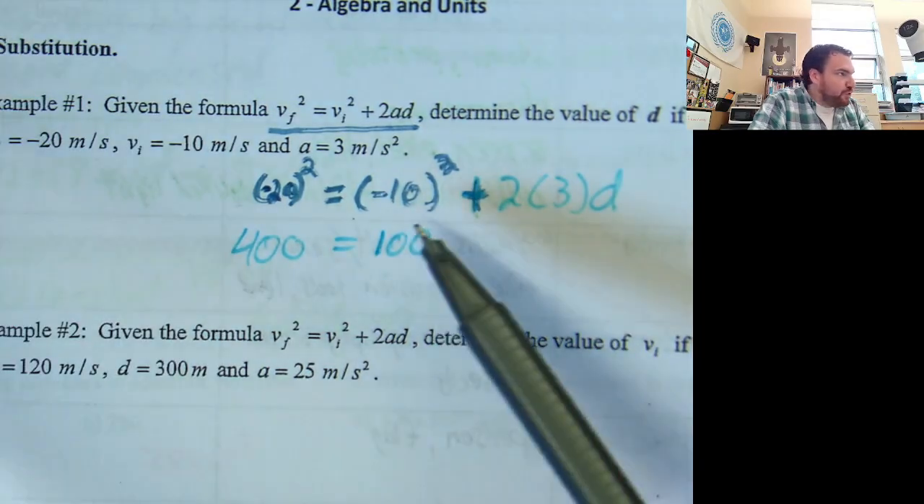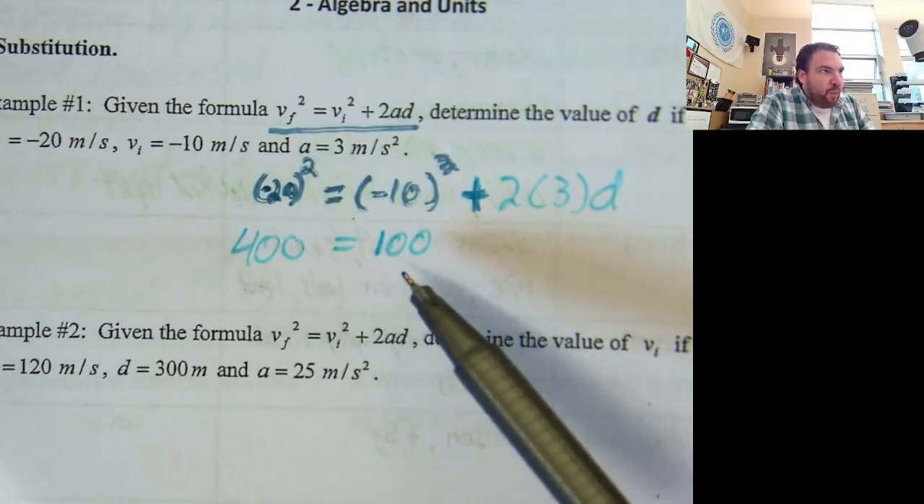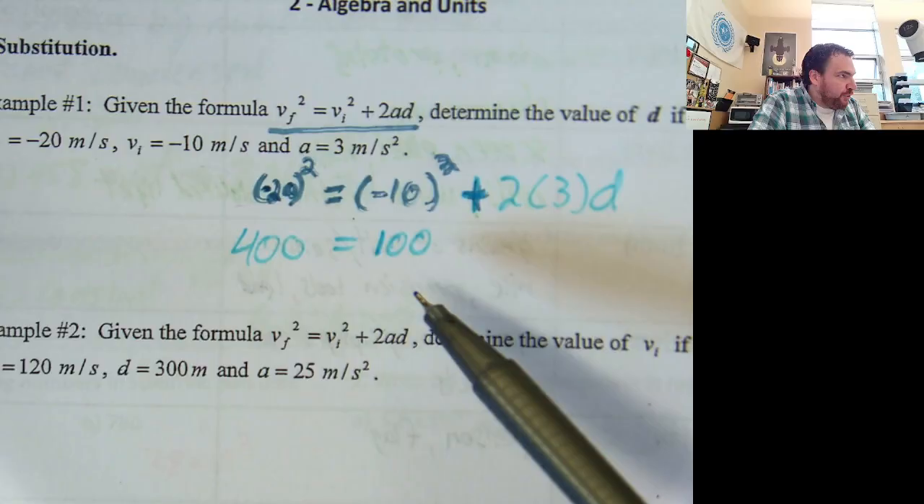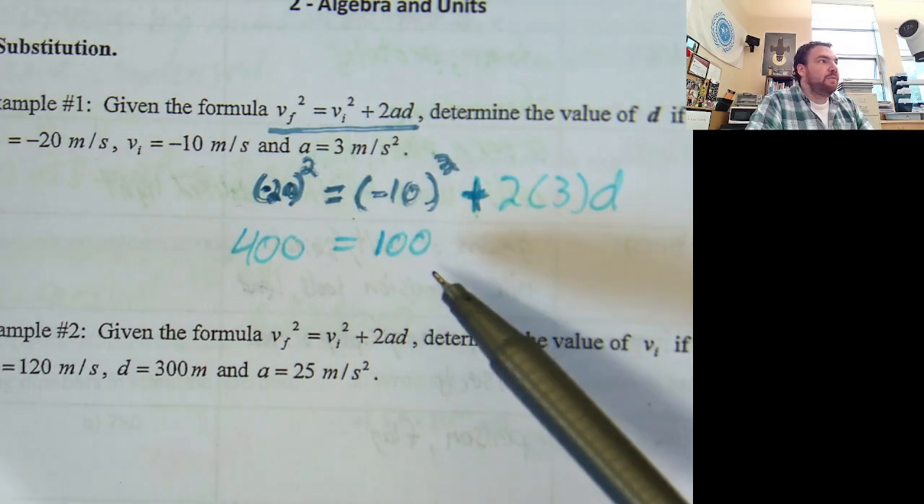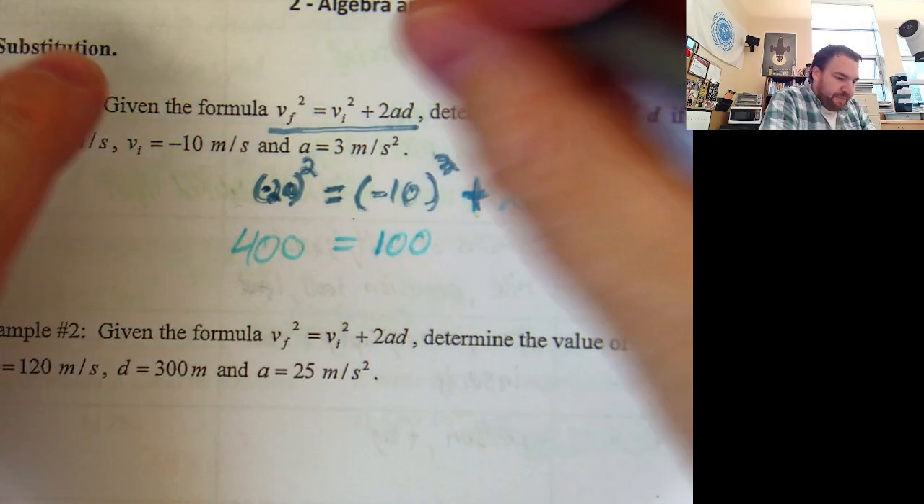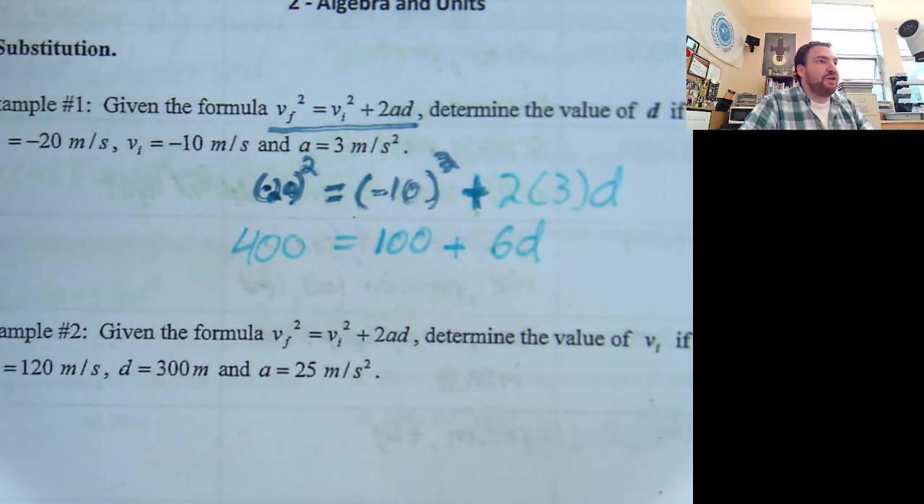If you don't put those brackets there, your calculator will read this to you as if it was negative 100, and you'll just accept the value and move on. You've got to be real deliberate about how you use the brackets to make sure your calculator gives you what you need. Plus 2 times 3 is 6D. And now it's just algebra to go ahead and solve this thing.